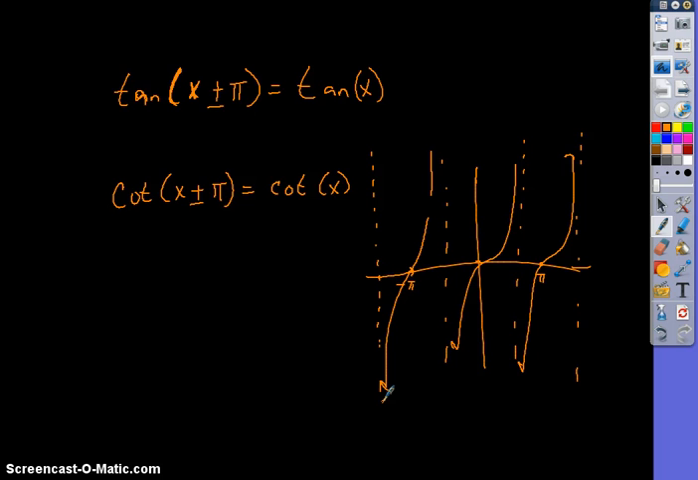Clearly, because they have asymptotes, the domain of tangent is not all real numbers, it's all real numbers except those values where we have asymptotes. Same thing with cotangent.